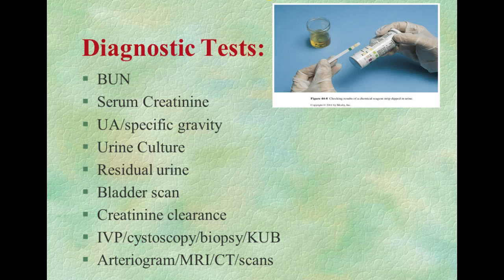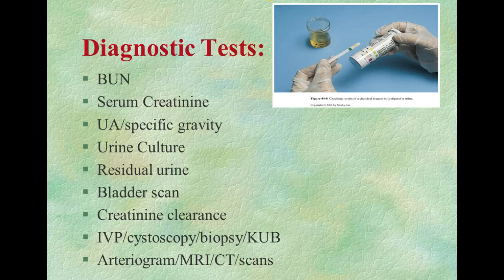Different diagnostic tests that relate to the urinary system. The first is BUN, and that looks for dehydration and renal failure. Typical value is 5 to 25. Serum creatinine, normal value is 0.5 to 1.5. It's a byproduct of muscle breakdown that is excreted by the kidneys, and it's used with BUN to indicate renal impairment.